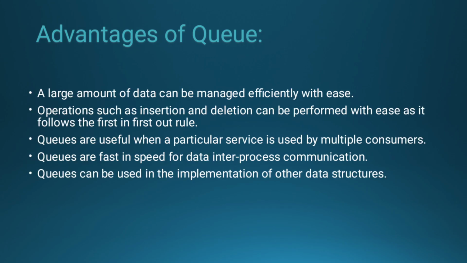Advantages of queues. A large amount of data can be managed efficiently with ease. Operations such as insertion and deletion can be performed with ease as it follows the first in first out rule. Queues are useful when a particular service is used by multiple consumers. Queues are fast in speed for data interprocess communication. Queues can be used in the implementation of other data structures.